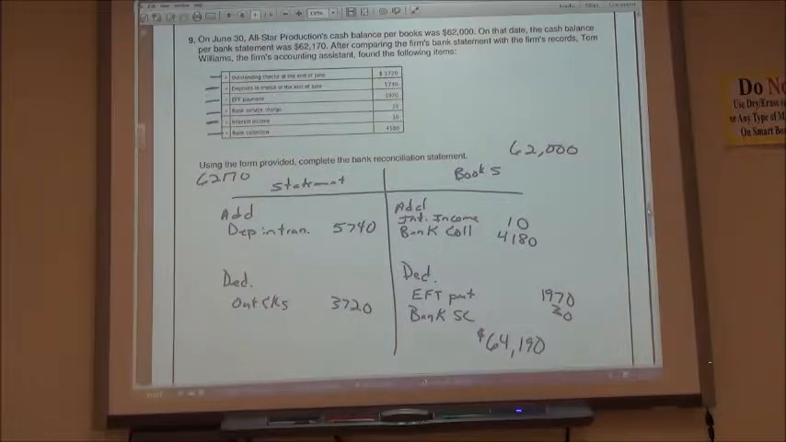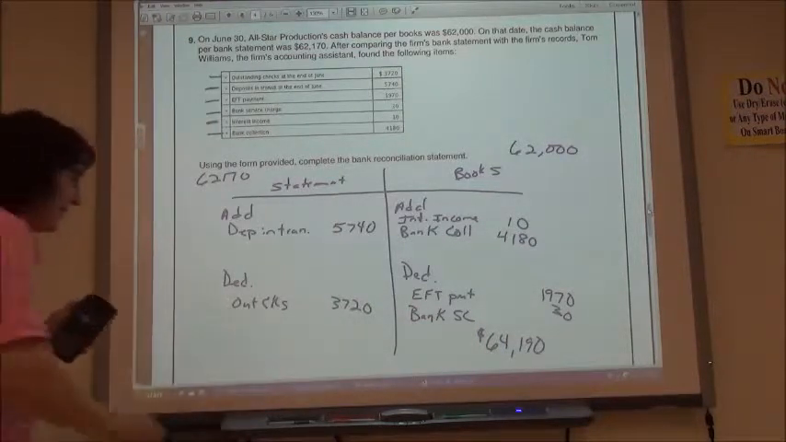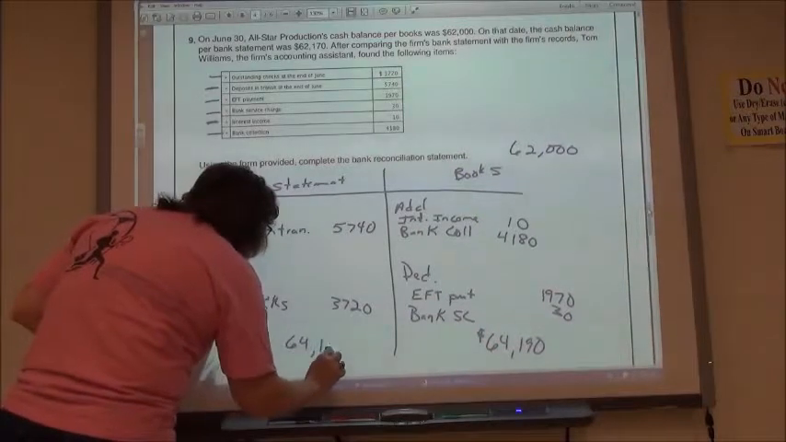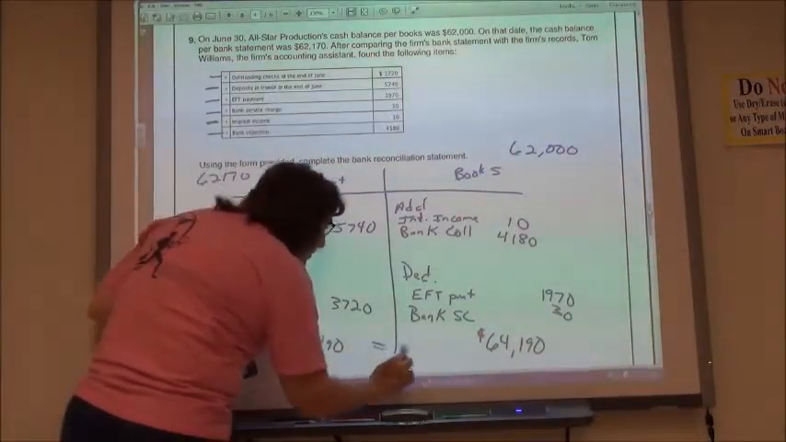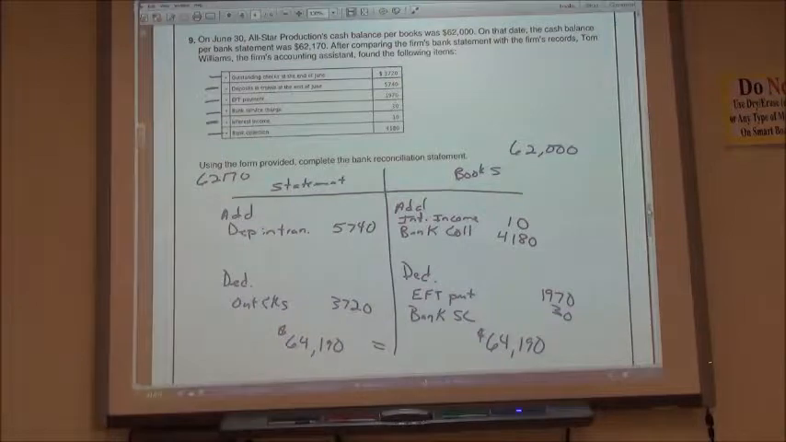$62,170. Add in my deposits in transit of $57.40. Subtract off my outstanding checks of $37.20. Says I have $64,190. My numbers match up. I probably did the problem right. So we'll look something sort of like that.